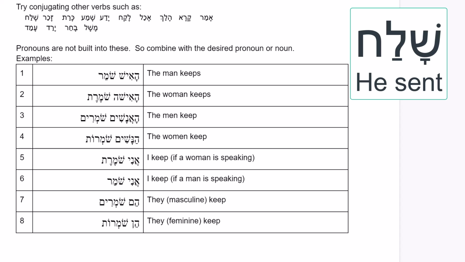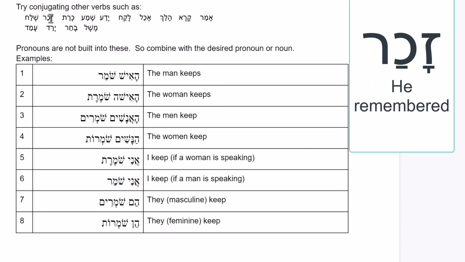So let's say them together. I'll let you repeat again. Sholeach, this form, sholechet, this form, shochim, and this form, shochot.